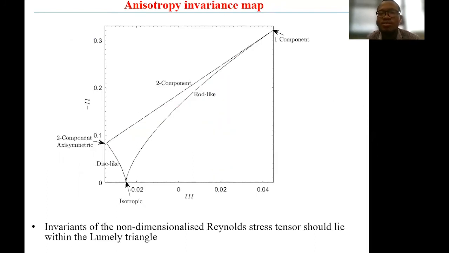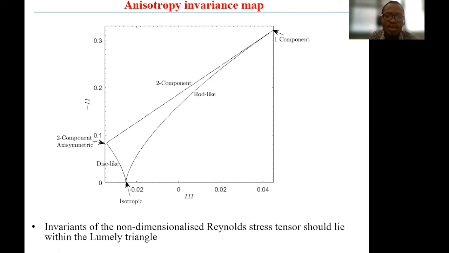Having looked at the turbulent statistics, let us now consider the Reynolds stress tensor in detail and compute the anisotropy invariance map. The Reynolds stress tensor has invariants, and if we work out the second invariant and the third invariant, they should always lie within this triangle known as the Lumley triangle. So depending on where the data point lies in this triangle, the turbulent flow structure is different.